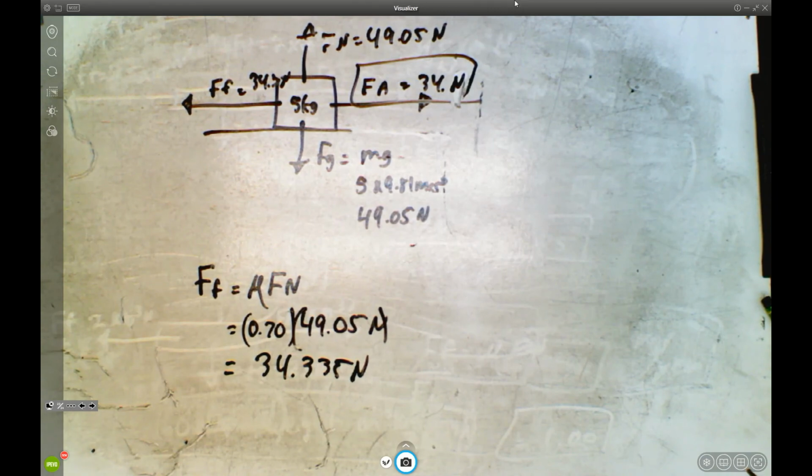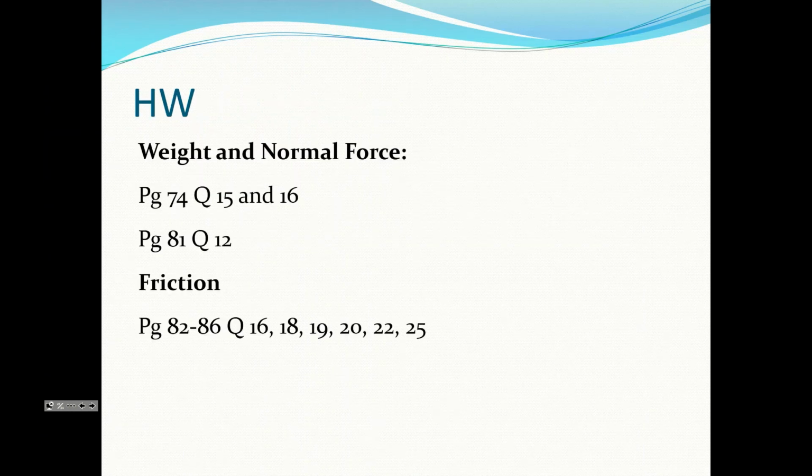Okay, use the free body diagrams and the formulas to help you. This is a homework, not too much. So we have some friction stuff, some weight and normal force stuff, and that is it. If you have any questions, let me know.